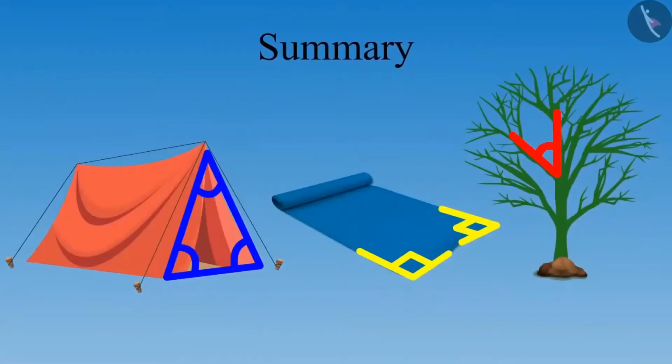So far, we searched for angles seen in different objects in the camp with Dholu and Bholu and saw that angles are found in almost every object.